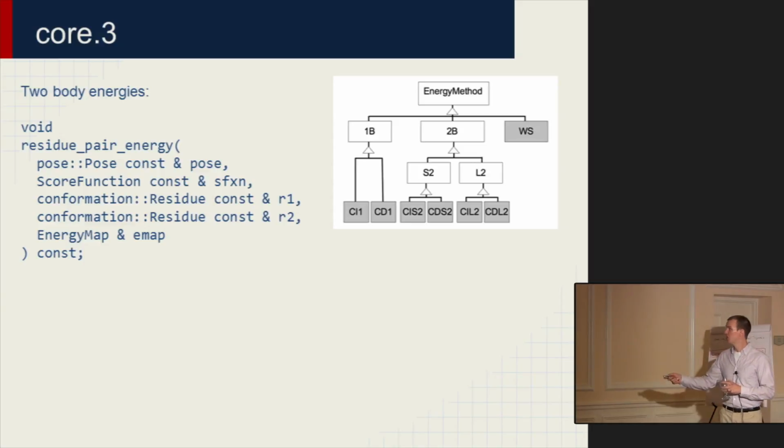So two-body energies all define this virtual function, residue pair energy. This function takes a pose that serves as the context, a score function, which is what's being used to evaluate the energy, a pair of residues, residue 1 and residue 2, and an energy map reference, which is used to write down the result. And all the two-body energies that exist all implement this same version of the residue pair energy function.